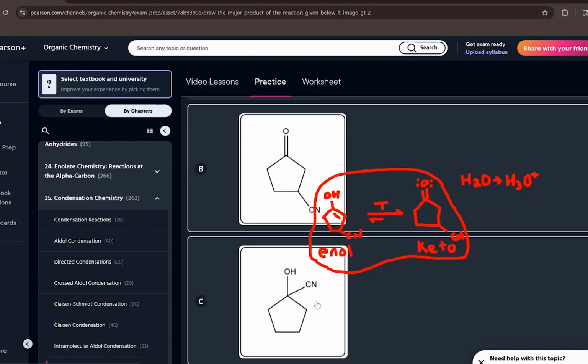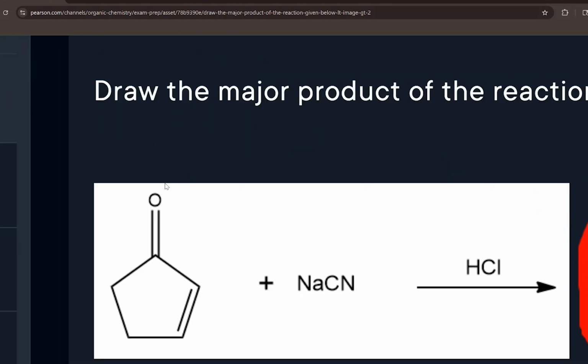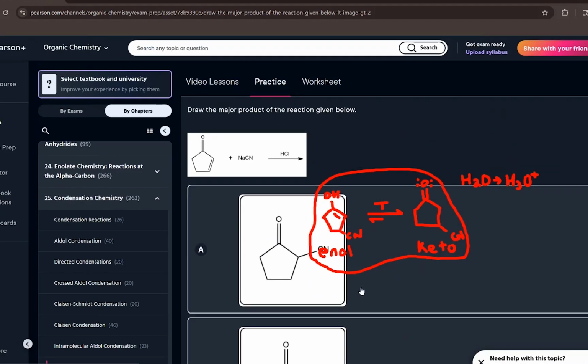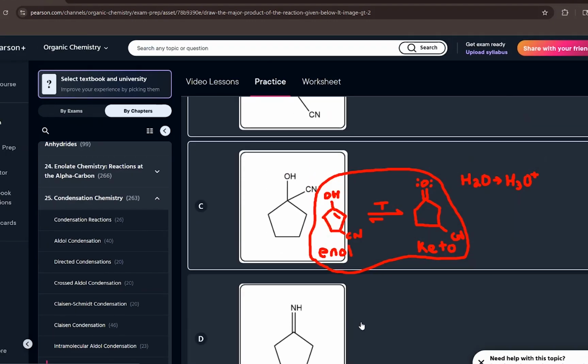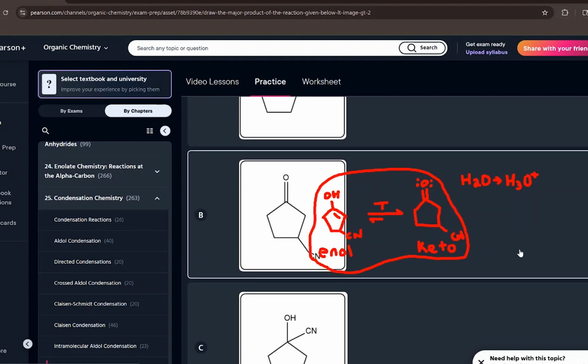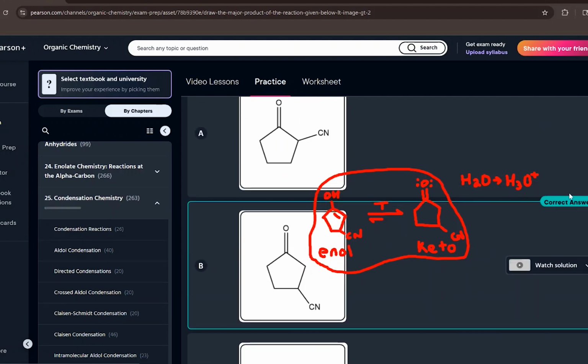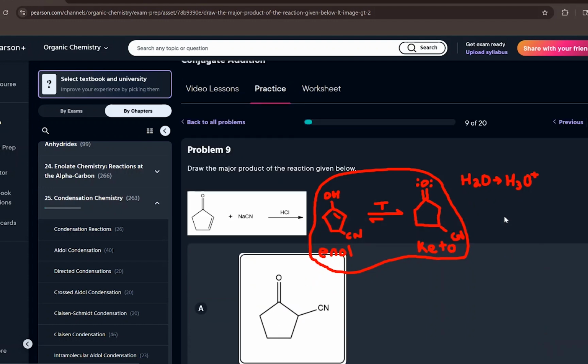But let's keep going. C puts the CN at the tertiary location, or what was once tertiary, which isn't an unreasonable thing to think, because if we consider that our oxygen is pulling electron density away, it wouldn't be unreasonable to think of the carbocation here, but in our 1,4 addition reaction, that just doesn't happen. So we know that this is wrong. And in D, we have an NH, which is totally wrong. So B is definitely the right answer, in my opinion. Let's go ahead and see if the system agrees. And it does. Correct answer. Sweet. So we did get that one right.